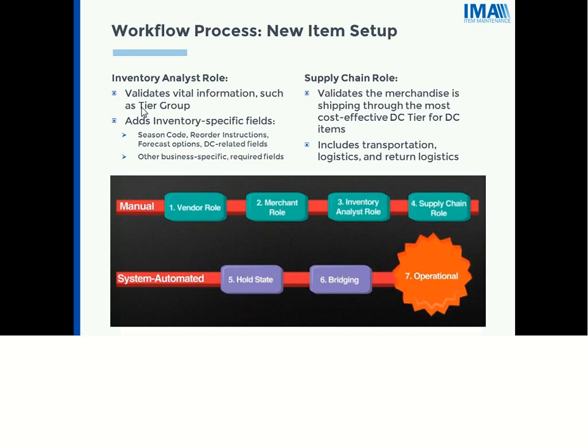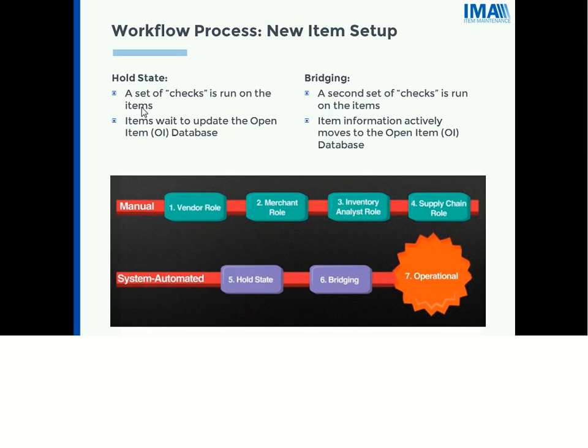They add season codes and reorder instructions. And then from there, it goes through the supply chain role. That role validates that it's being shipped to the most cost-effective DC tier for DC items. For the most part, those 4 roles are the manual roles in IMA. The supply chain role is only partially manual. If something causes the system to flag an item, such as it's a small carton but it weighs 60 pounds, that would cause the system to flag the item so it's actually reviewed by a person.